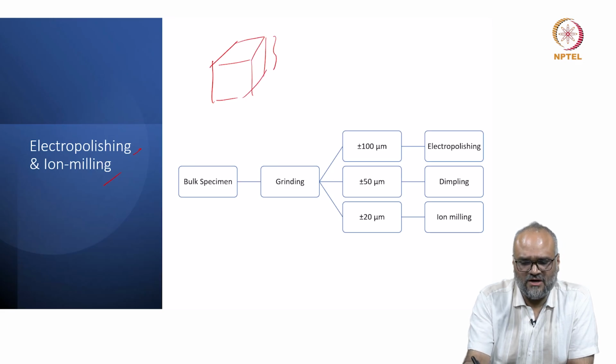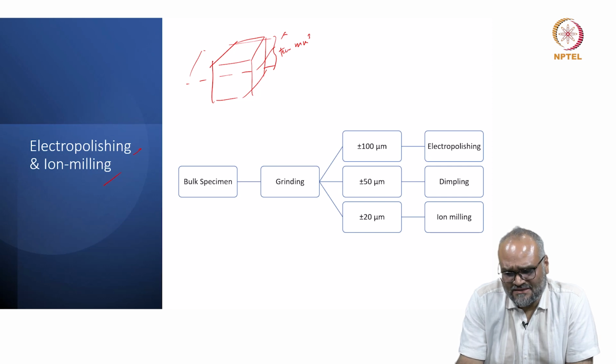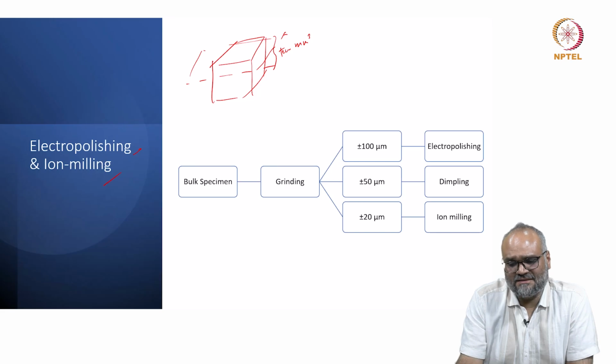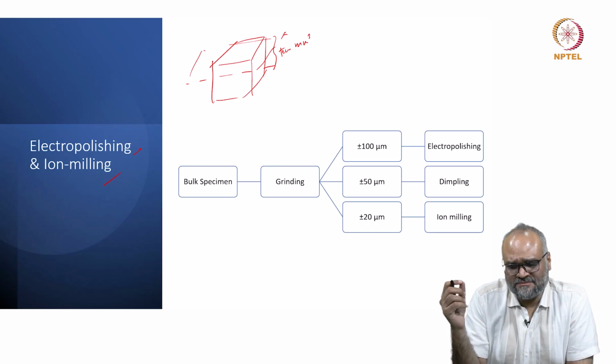Let us say this is of the order of a few millimeter cube. You section out the sample either by using a diamond wire saw or a low speed diamond blade cutter, or if it is a semiconductor sample, maybe an ultrasonic cutter. You have to section these and ensure that you have a handleable thickness of the specimen.